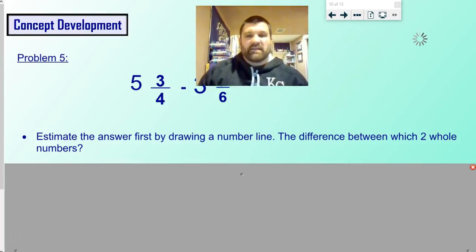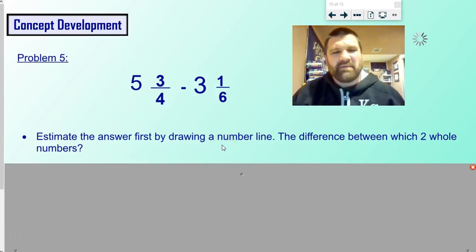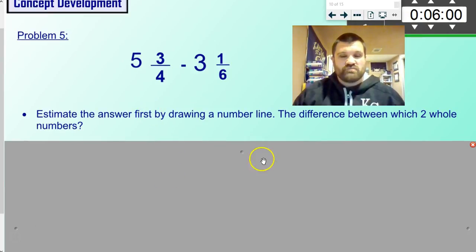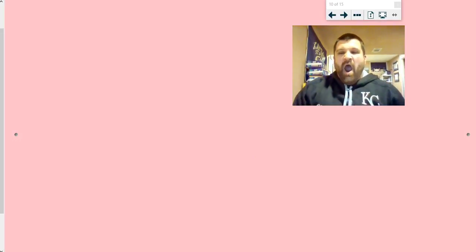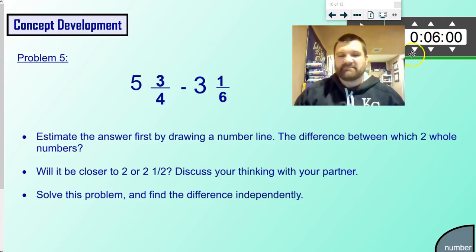Okay, so what I'd like you to do here, you don't have to do number line. Really, for math, if you're comfortable doing a number line, I just want you to get the right answer. So 5 3/4 minus 3 1/6. I would like you to solve it. Go. Did you not pause it yet? Make sure you pause it, please.